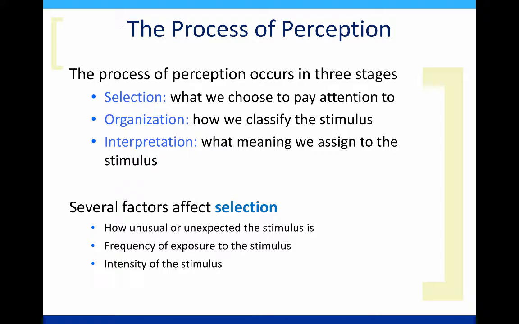First, selection. Things are happening around us all the time, and we can't pay attention to everything that's going on or we'd go insane. So we decide, either consciously or unconsciously, what to pay attention to. There are a few factors that help us to decide what to select, how unusual or unexpected the stimulus is, like a poorly dressed, obviously homeless old man walking on a college campus among all the much better dressed and younger students. You notice him because he seems out of place.